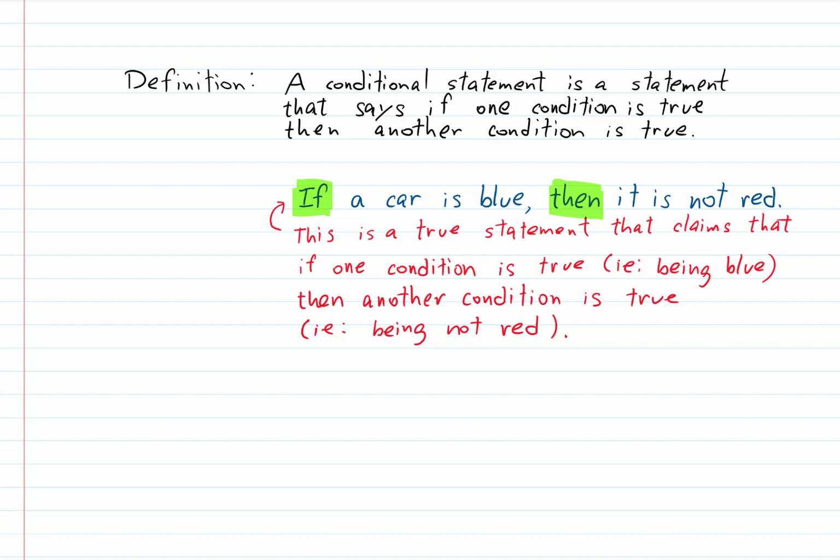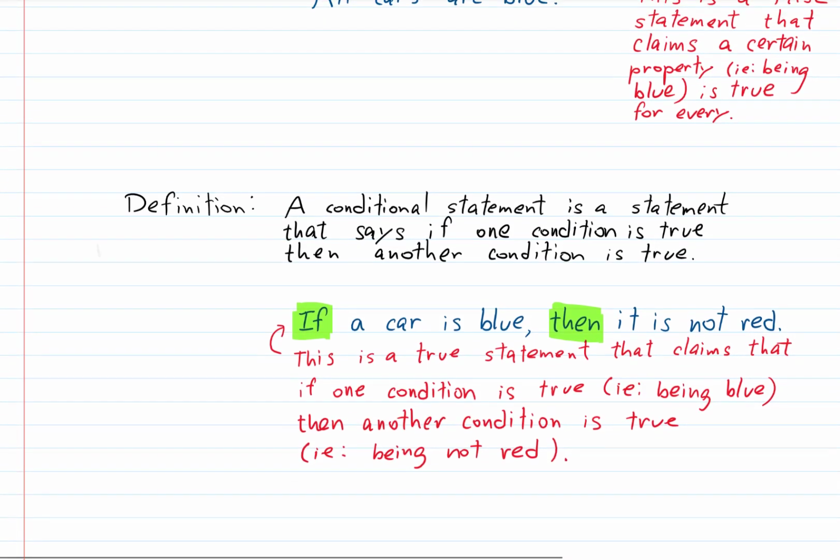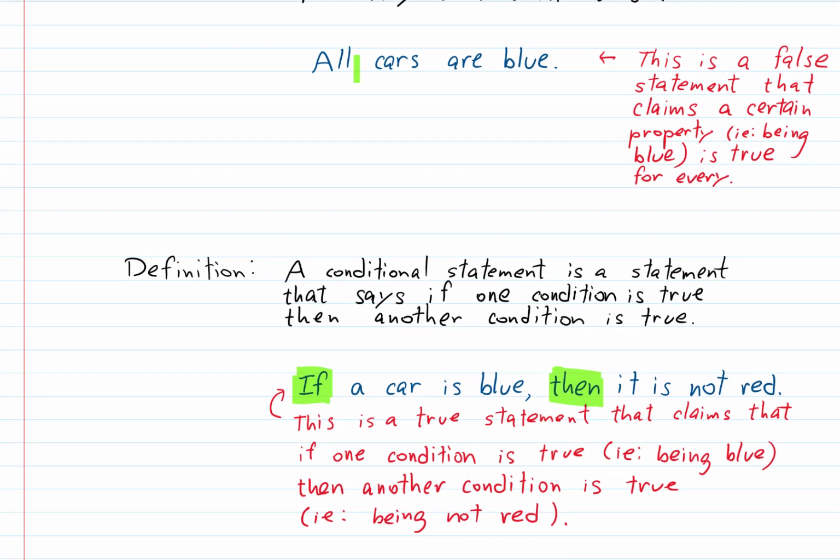And by the way, looking back at universal statements, there's a clue for universal statements too. If you see the word all, that almost always tells you you have a universal statement. Sometimes it's the word every instead of all. You agree that statement up there would be the same if I said every car is blue, right? So all and every indicate universal statements. If-then indicates conditional statements.